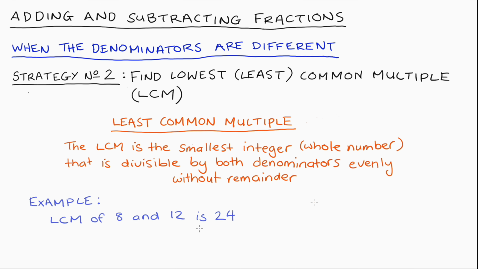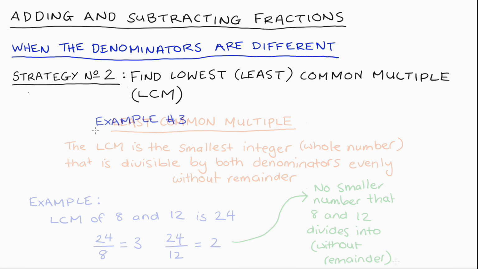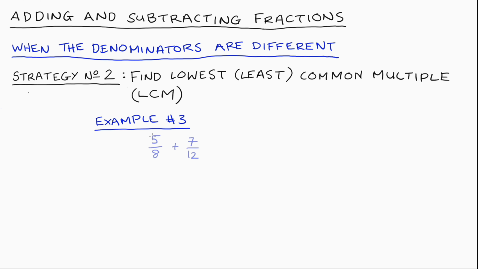So for instance, if our denominators were 8 and 12, the least common multiple of 8 and 12 is actually 24, since 24 is the smallest whole number that is divisible by both 8 and 12 without remainder. So 24 divided by 8 is equal to 3, and 24 divided by 12 is equal to 2. There's really no number smaller than 24 that 8 and 12 both divide into evenly without remainder. And so we can use this information to help us with our sums and subtractions of fractions.